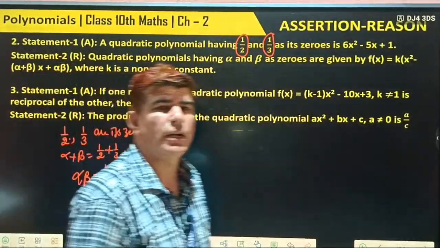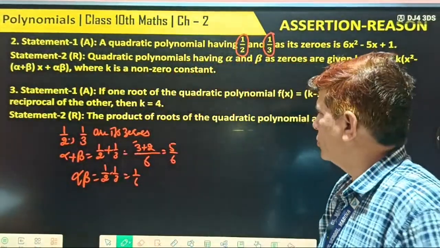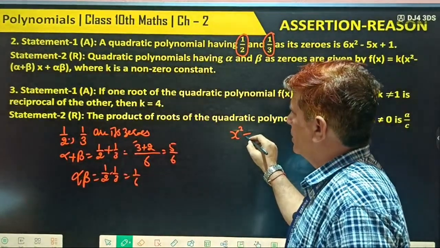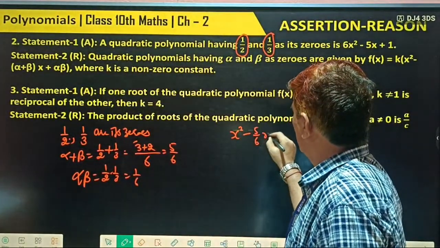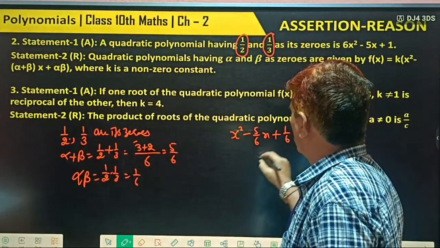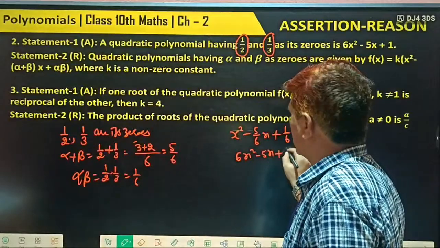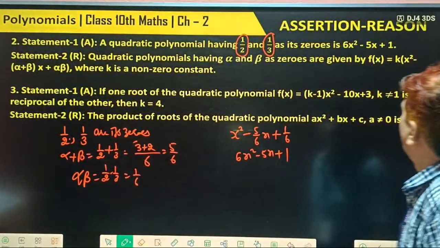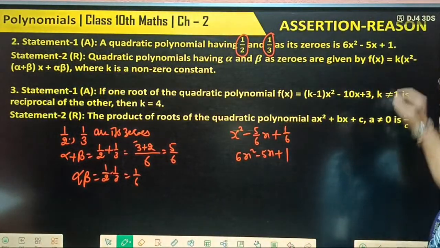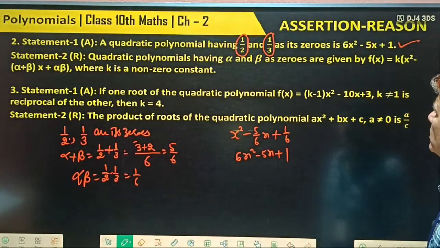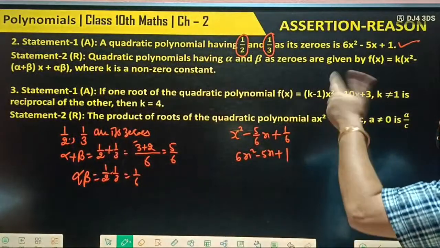So you know how we can find the quadratic equation if the sum of the zeros and the product of the zeros are given. X square minus 5 by 6 x plus 1 by 6. So how much? 6x square minus 5x plus 1. Definitely these are its zeros. One more method: we can take the reciprocal of these.